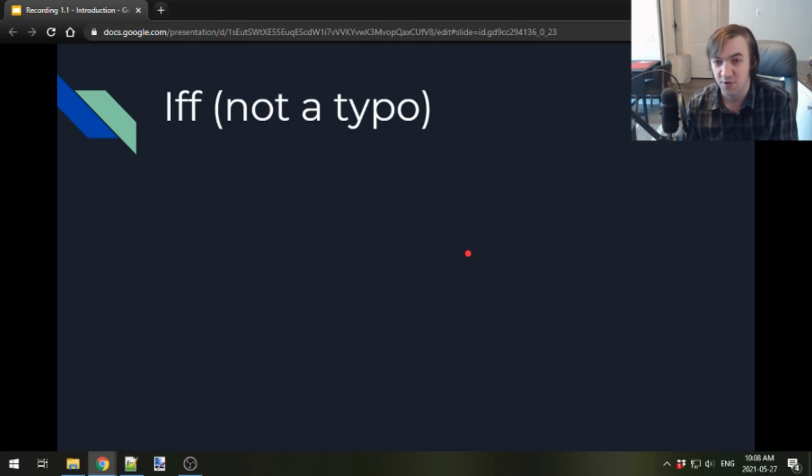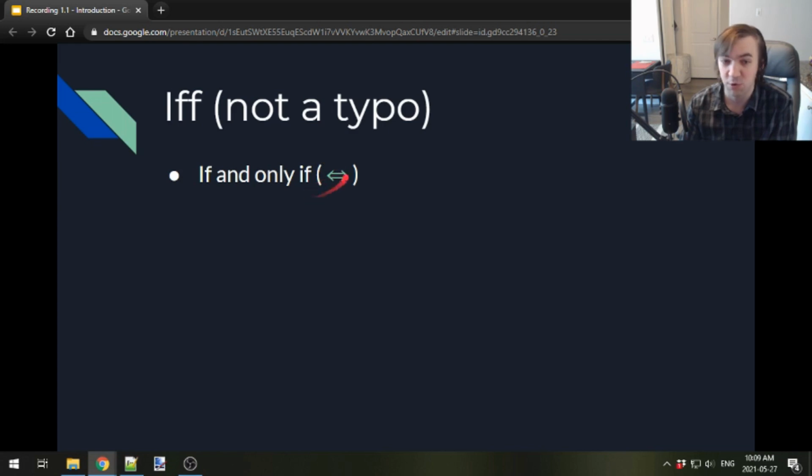And the reason that the converse is useful is because of what's called iff, and this is not a typo, IFF, if and only if. And the way that you denote this is with the arrow pointing both ways, 2 lines and then 2 points. And this means that both of these are either true or both of these are false, and there's no other possibilities. You can't have one of them be true and the other one be false. They have to both be the same.